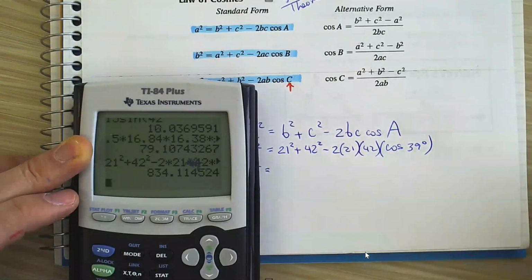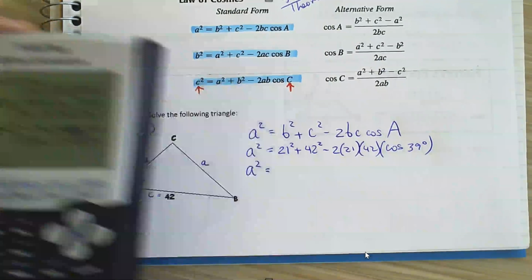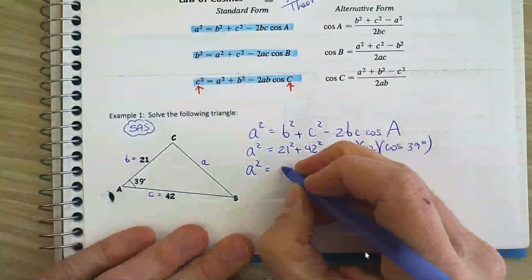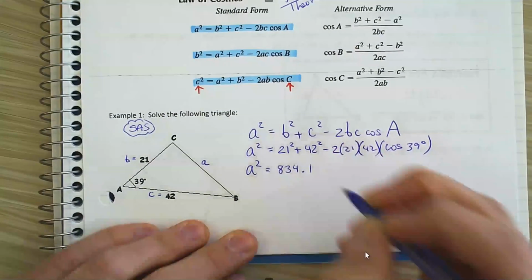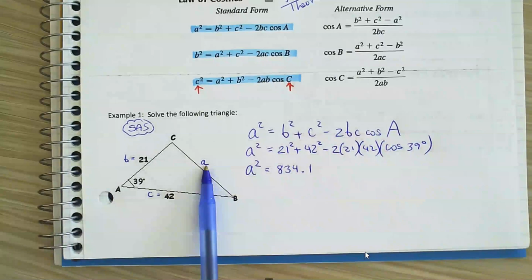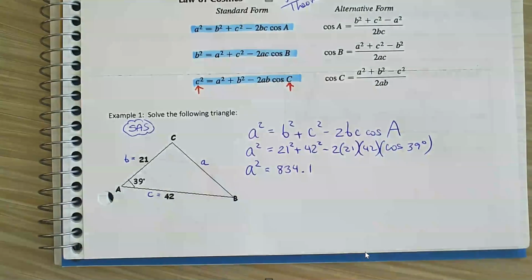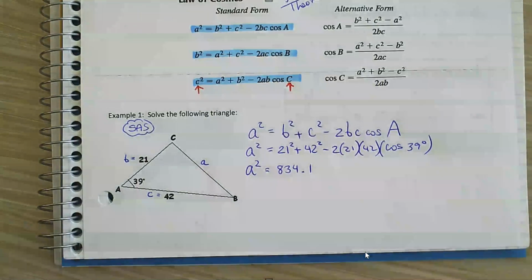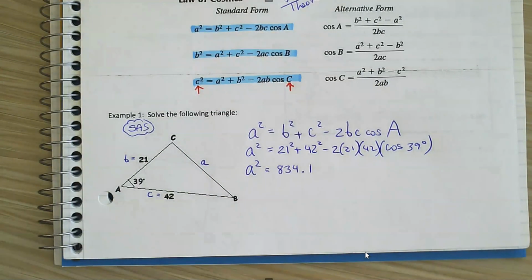Make sure you're in degree mode. All right, I'm getting 834.1. So this missing side must be 834.1. I'm kind of waiting for someone to nod no. Good. No, it's not 834.1. 834.1 is a squared. Now, I don't want a squared.